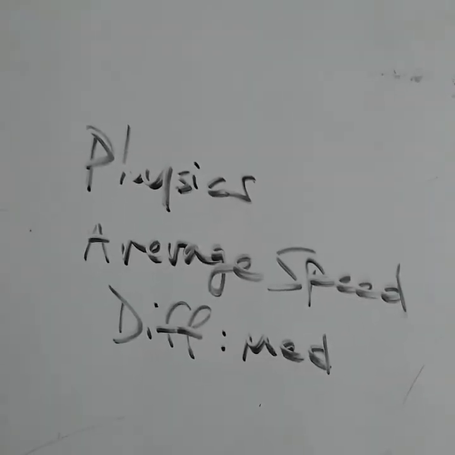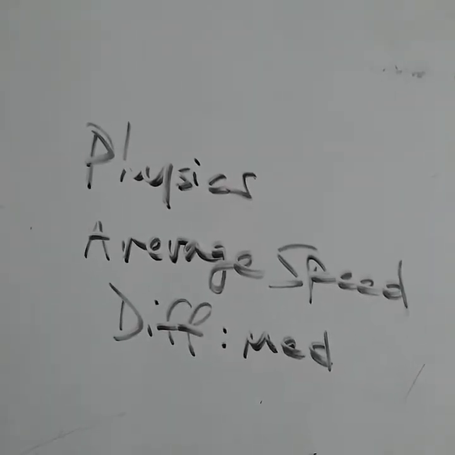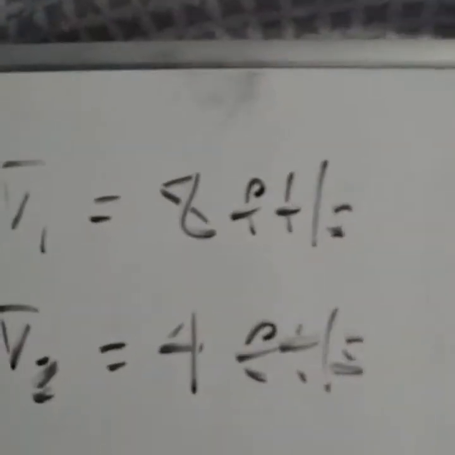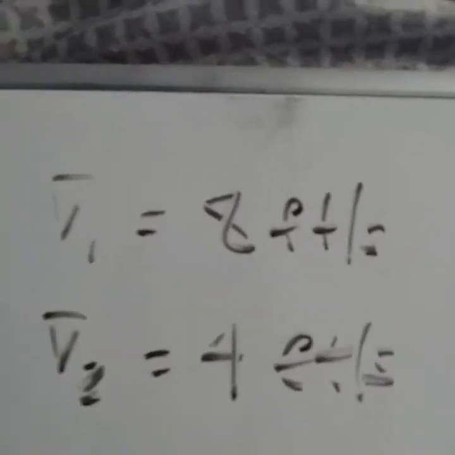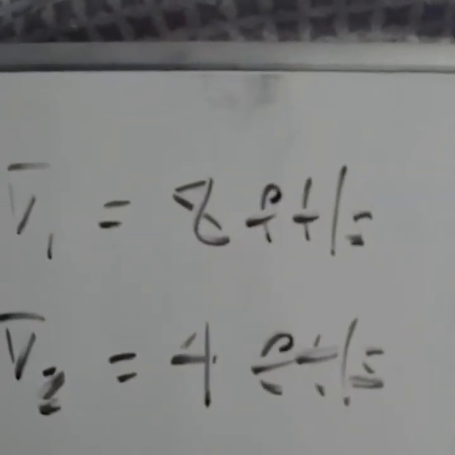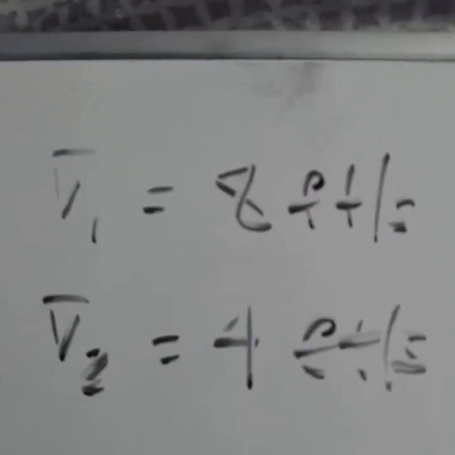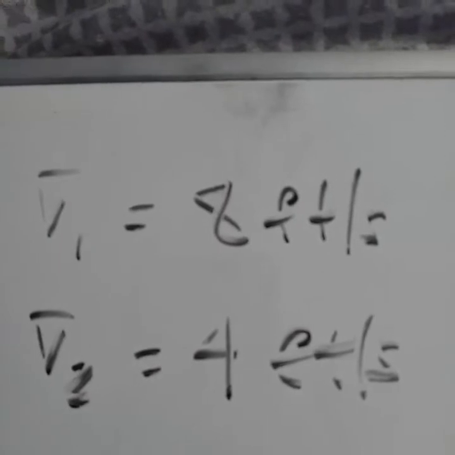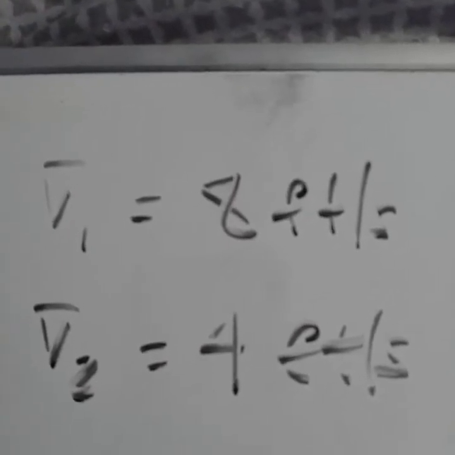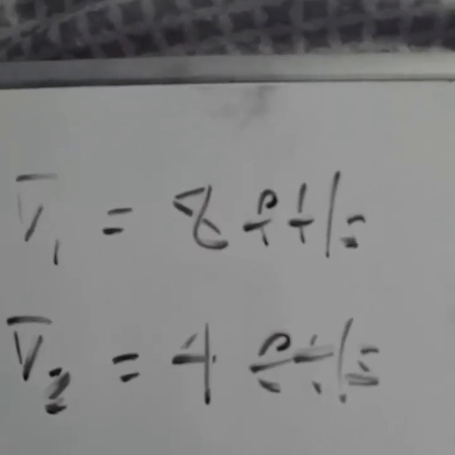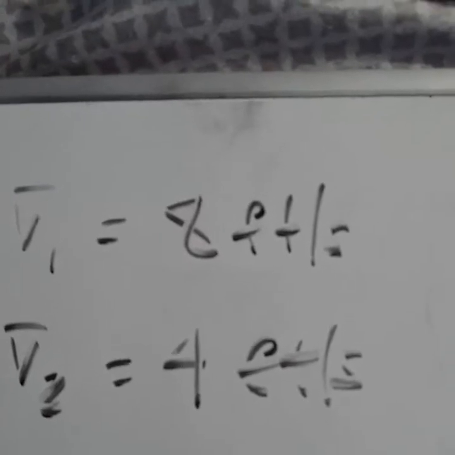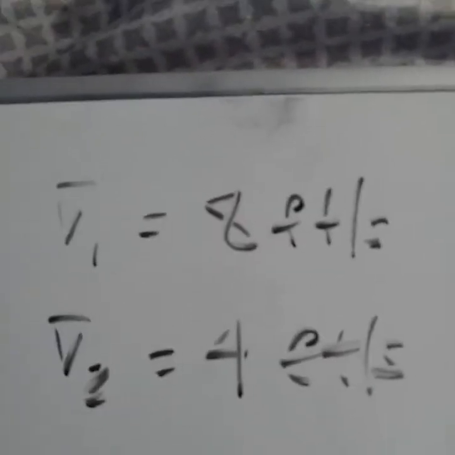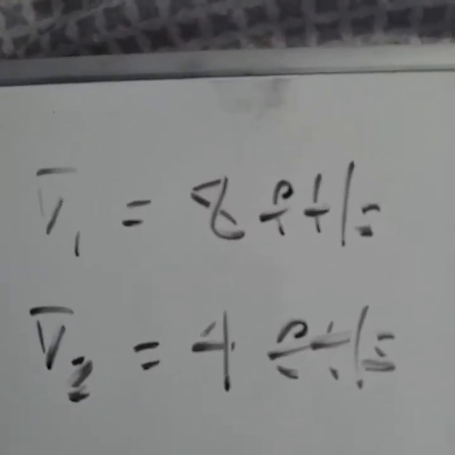This is a physics problem dealing with average speed, difficulty medium. So we have person A decides to go for an exercise run, okay? On his route, he maintains a jogging speed of 8 feet per second in the first half of his trip, and in the second half of his trip, he maintains a walking speed of 4 feet per second. What is his average speed for this trip?